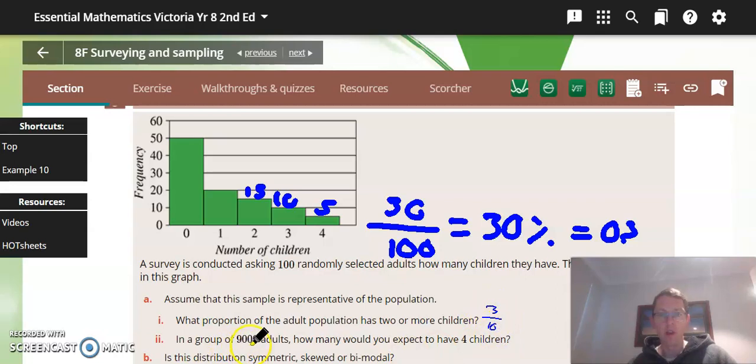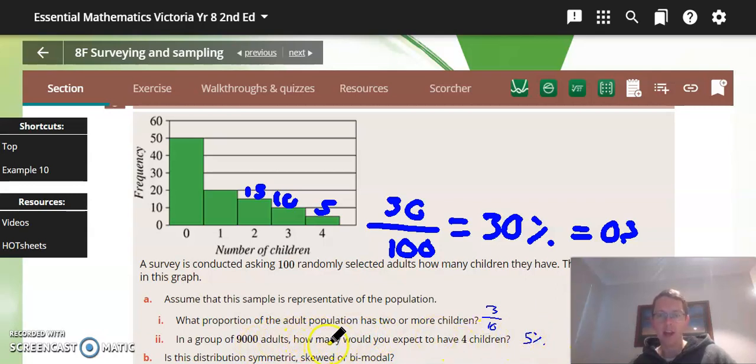In a group of 9,000 adults, how many would you expect to have 4 children? So how many do I expect to have 4 children? Well, 4 children, we're just saying only 4 children, is 5 out of 100. So that's really what we're talking about, is 5%. We're expecting, if this is relative of the proportion, 5% of the population here has 4 children. So if we got 5% of 9,000, or if you think about 10% of 9,000 is 900, and half of 10% gives you 5%, so it's 450.